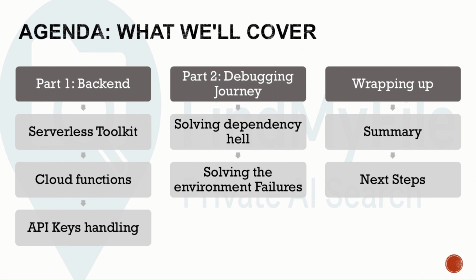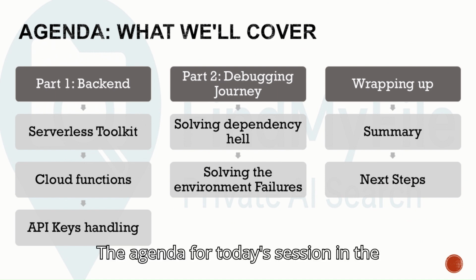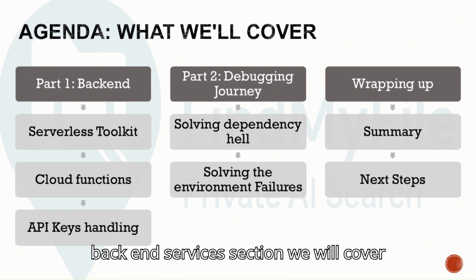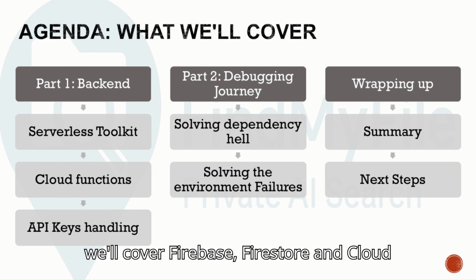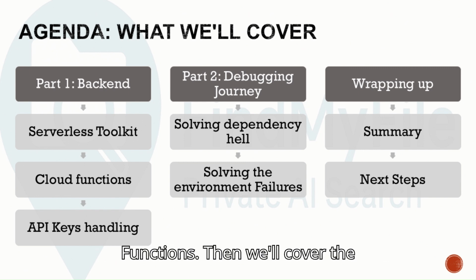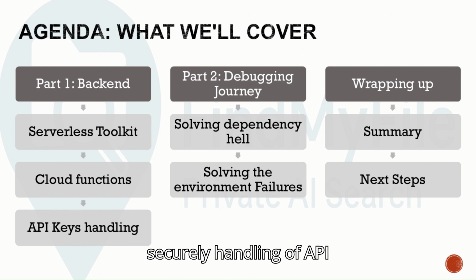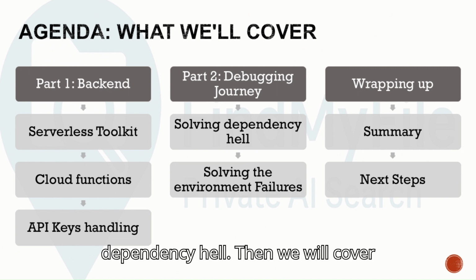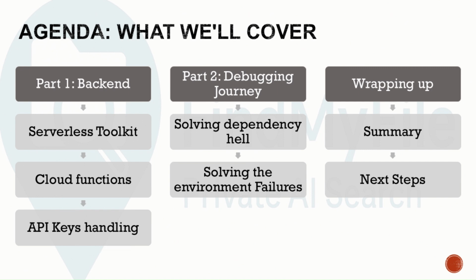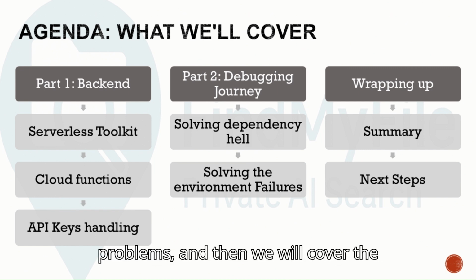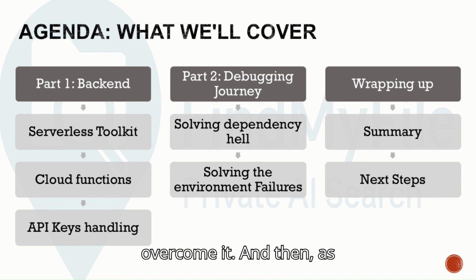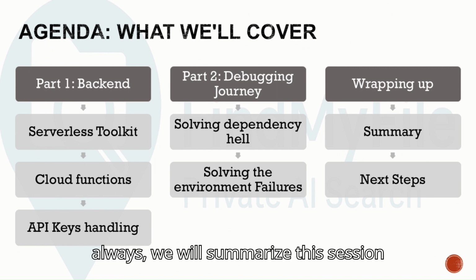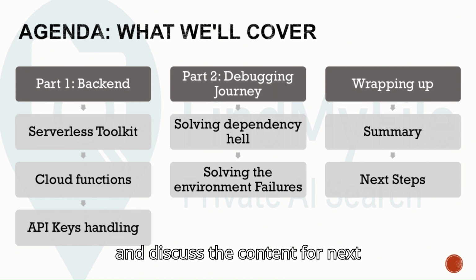Let's look at the agenda. The agenda for today's session: in the backend services section, we will cover our serverless toolkit. Second, we'll cover Firebase, Firestore, and Cloud Functions. Then we'll cover securely handling API keys. And in the debugging section, we will cover the problem of dependency hell. Then we will cover becoming a detective and solving those problems. And then we will cover the environmental problems and what we did to overcome them. And then, as always, we will summarize this session and discuss the content for the next session.